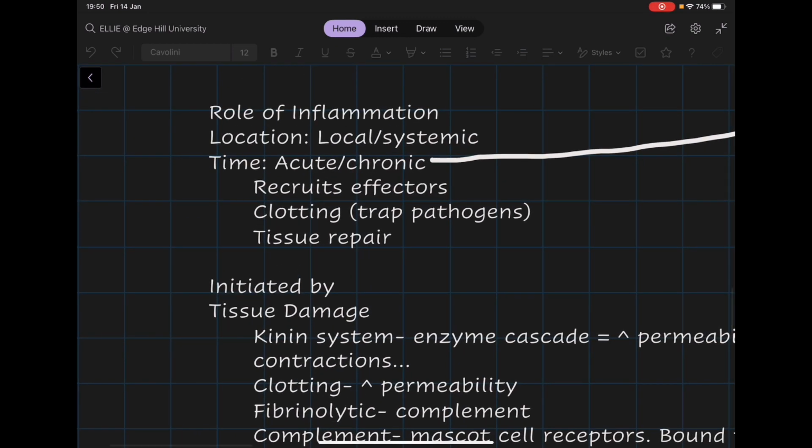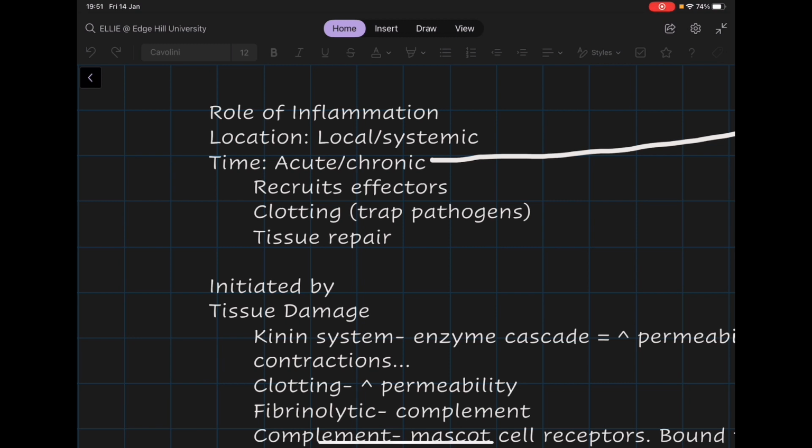What else can it do? So inflammation causes a recruitment of effectors, which is why those macrophages build up in amount during chronic inflammation. It causes clotting at the location of where this pathogen has been detected or the damage has occurred in order to prevent the spread and trap pathogens in that localized area.